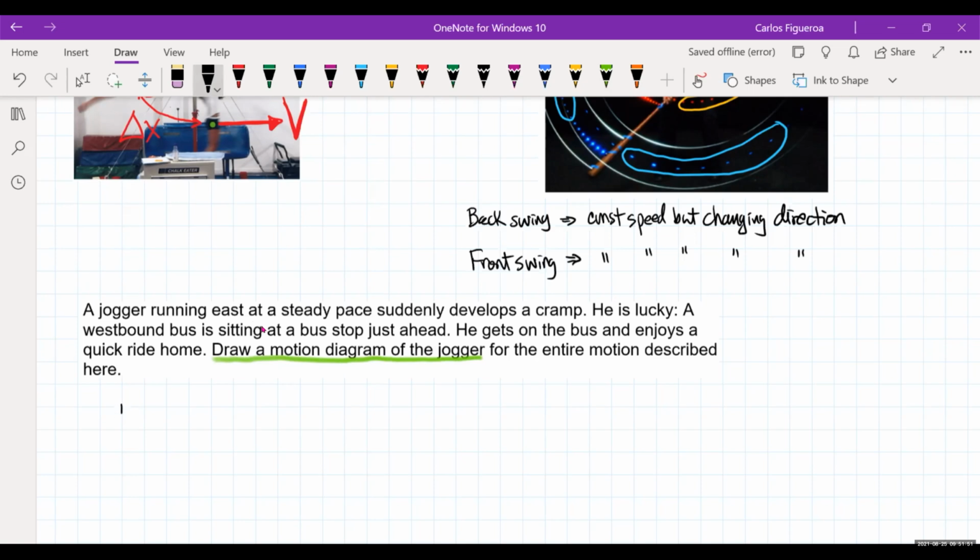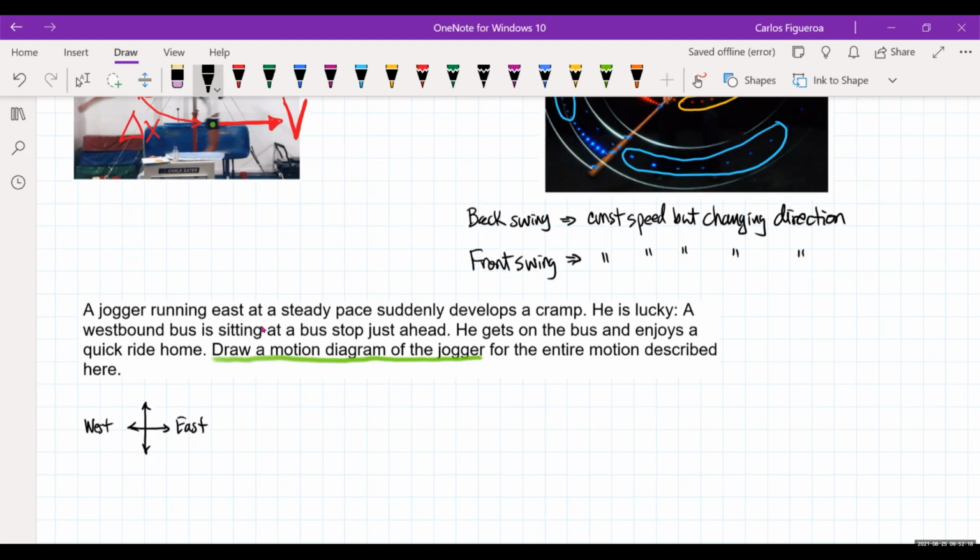Right away, because we have to talk about velocity, we have to talk about directions. So I'm going to have to move this over. This is going to be my west direction, and this is going to be my east direction. We want to take these sentences and create a picture.